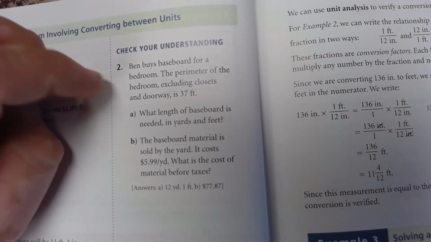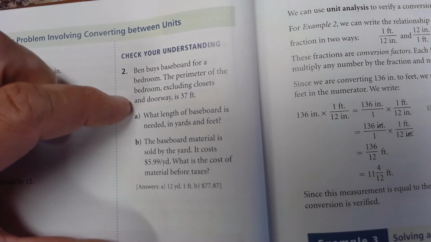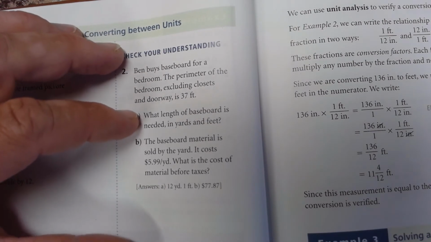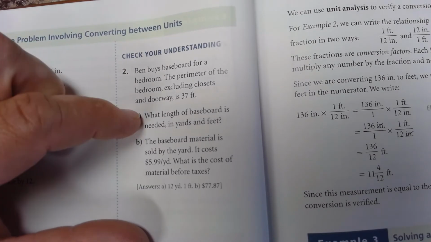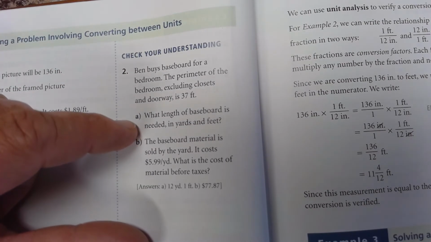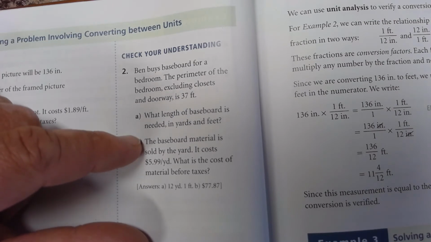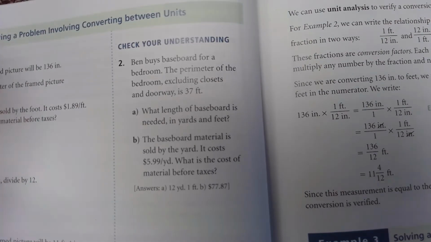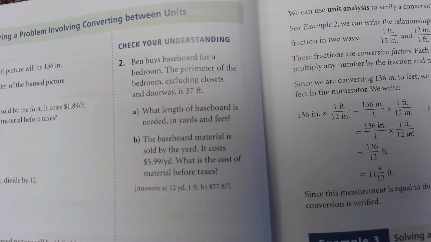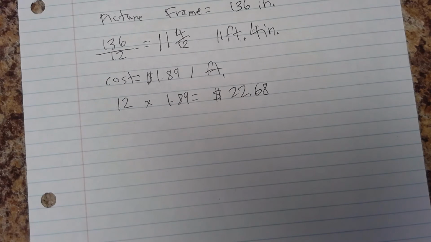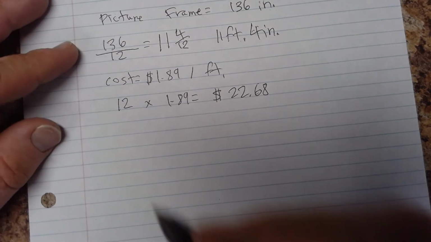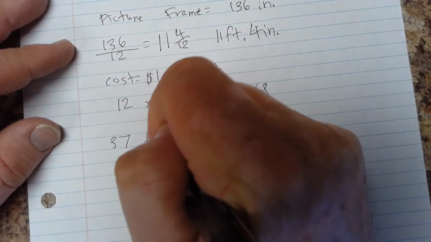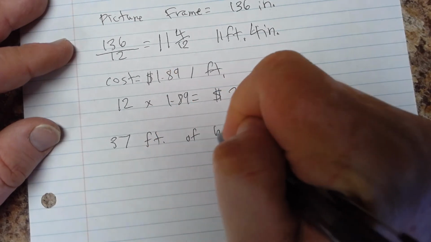No, don't. The perimeter of the bedroom, excluding closets and doorway, is 37 feet. What length of baseboard is needed in yards and feet? So he's buying baseboard in yards, and then they're saying the baseboard costs $5.99 per yard. What is the cost? And again, we're not going to be messing about with tax. So this time we're dealing with 37 feet of baseboard.